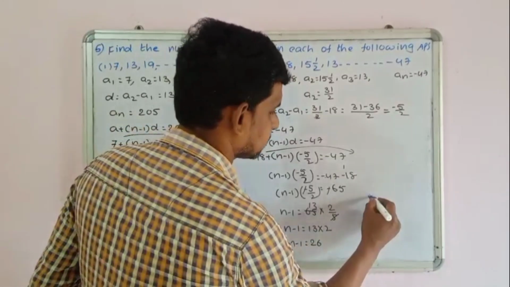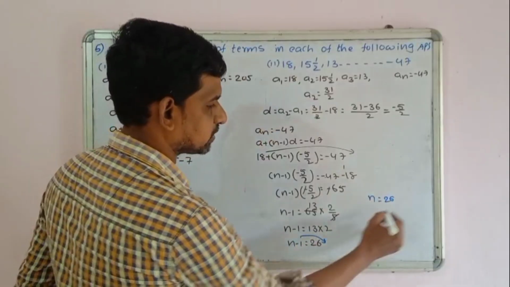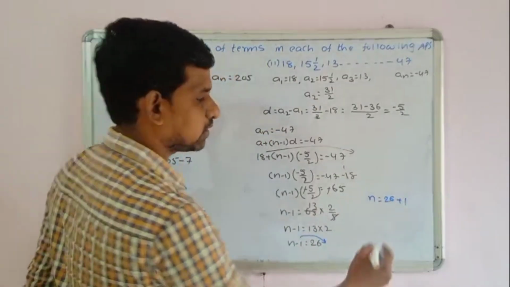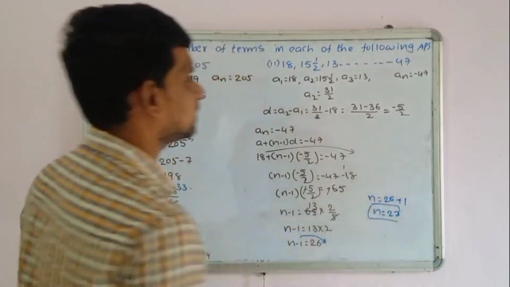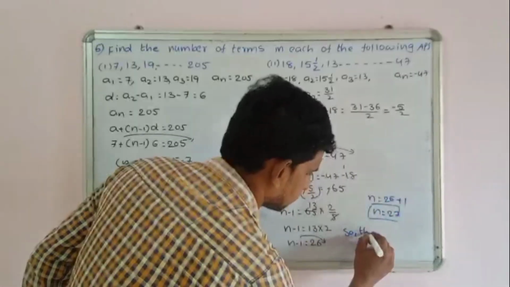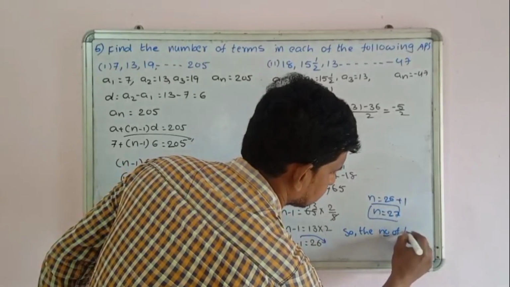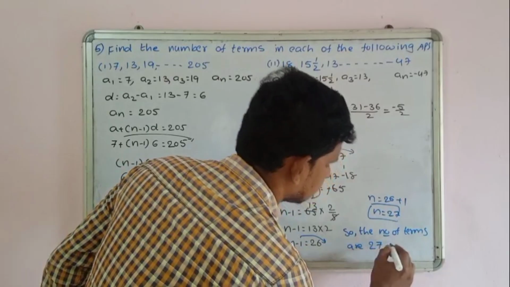So n equals 26 minus 1, transpose to the right side plus 1. 26 plus 1, 27. Therefore, in this series the number of terms is 27. Therefore the number of terms are 27.